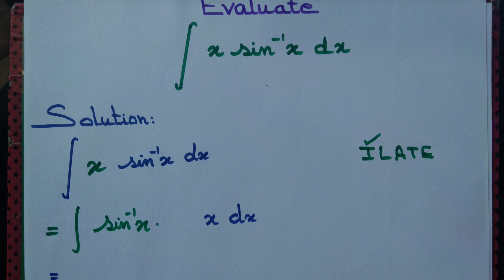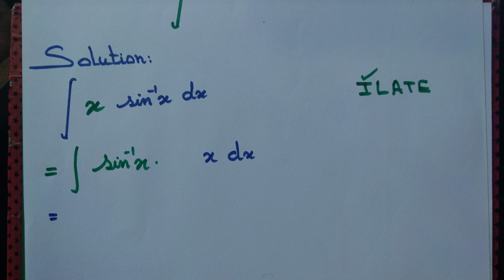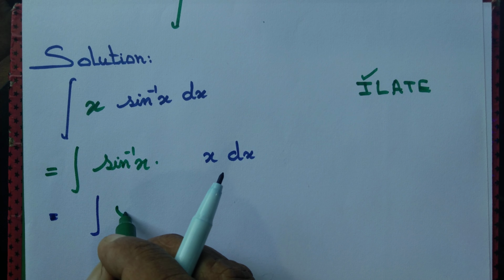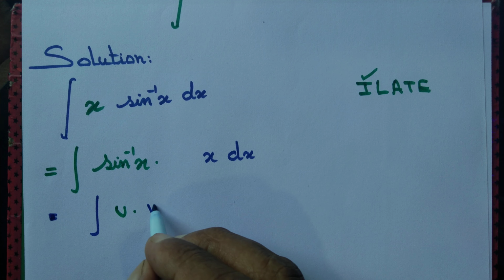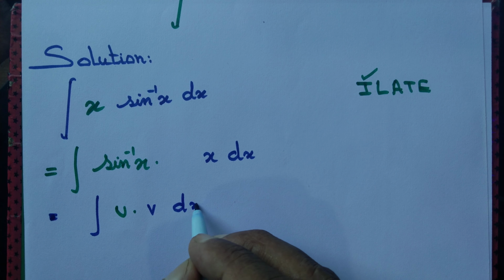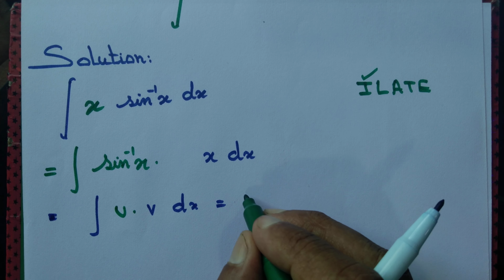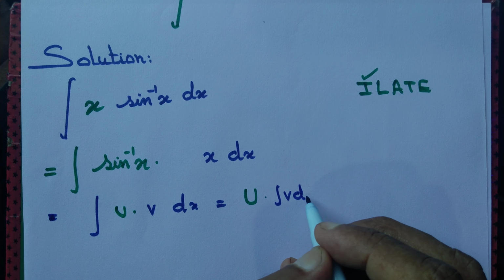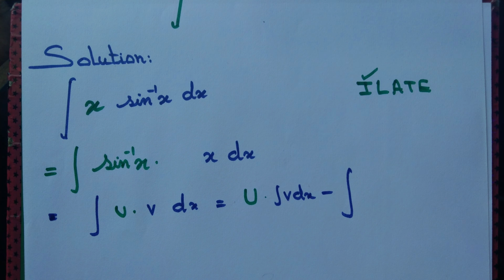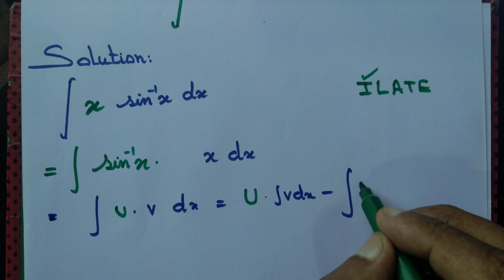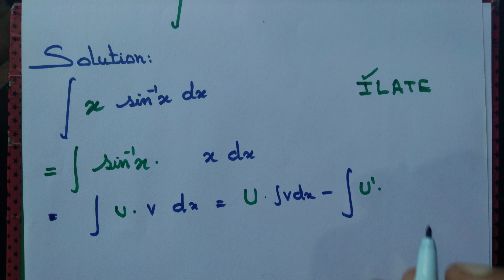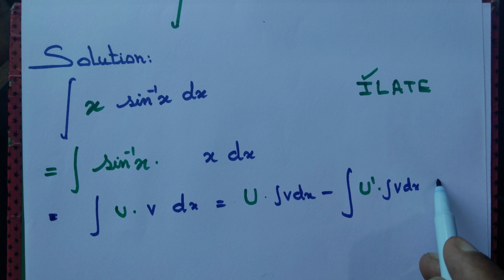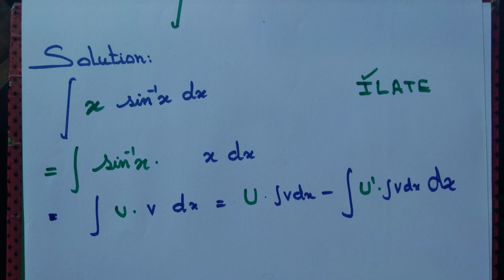Now let us recall what exactly the product rule is. The product rule says the integral of u times v dx is equal to the first function, that is u, times the integral of v dx, minus the integral of the derivative of the first function, that is u dash, times the integral of v dx, and then all of this has to be integrated once again. That is the product rule.